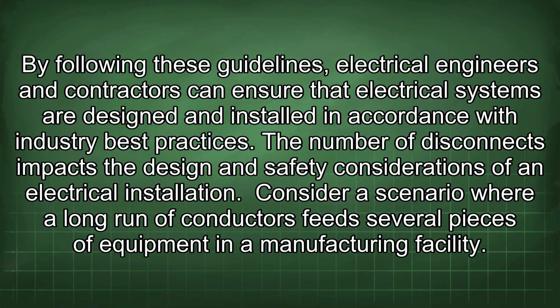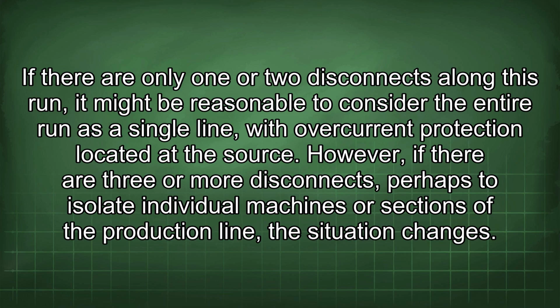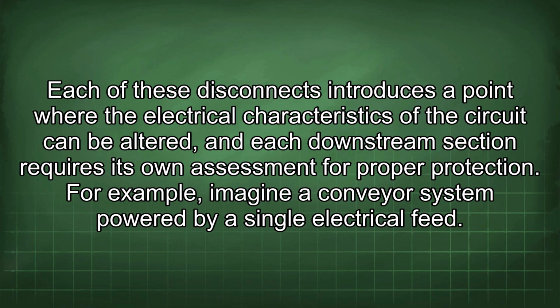Consider a scenario where a long run of conductors feeds several pieces of equipment in a manufacturing facility. If there are only 1 or 2 disconnects along this run, it might be reasonable to consider the entire run as a single line, with overcurrent protection located at the source. However, if there are 3 or more disconnects, perhaps to isolate individual machines or sections of the production line, the situation changes. Each of these disconnects introduces a point where the electrical characteristics of the circuit can be altered, and each downstream section requires its own assessment for proper protection.